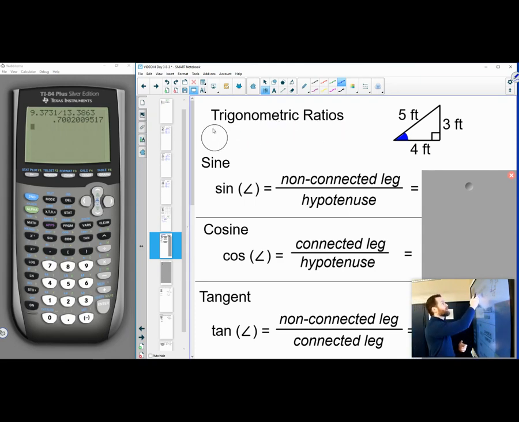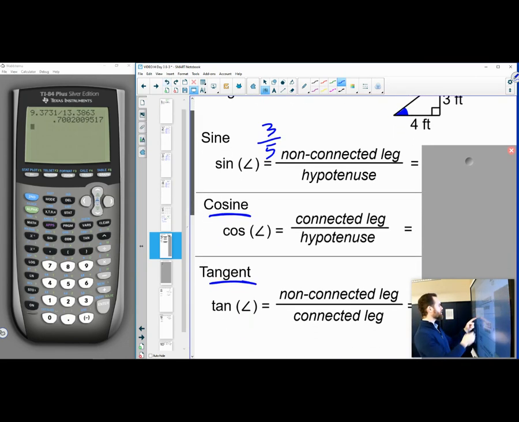And what you just did, if you followed along with the video, you discovered these ratios for yourself. You discovered the ratios of sine, cosine, and tangent. So sine, and we abbreviate that SIN, but we don't say sin. We still say sine. So sine of an angle is the non-connected leg over the hypotenuse. So in this triangle right here, if we're focusing on that angle as our home base, sort of our reference angle, the non-connected leg would be 3, and the hypotenuse would be 5. So sine of this blue angle would be 3 over 5.